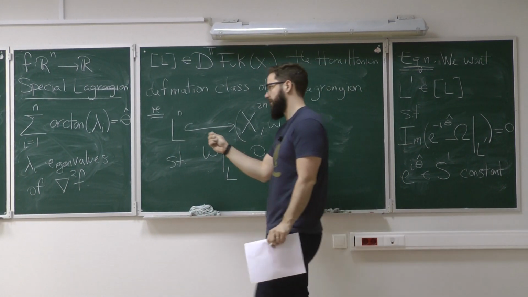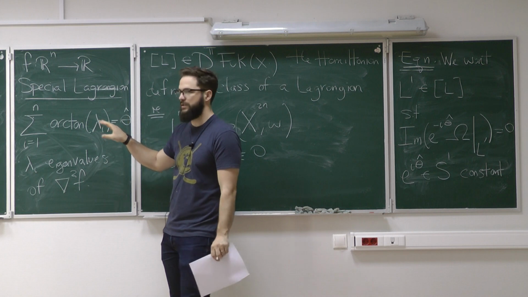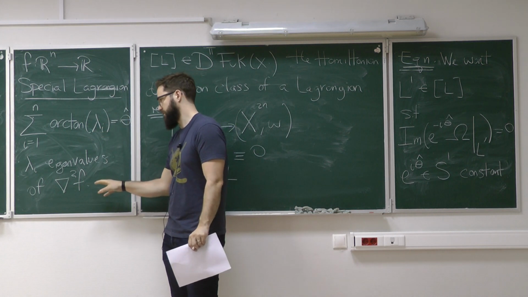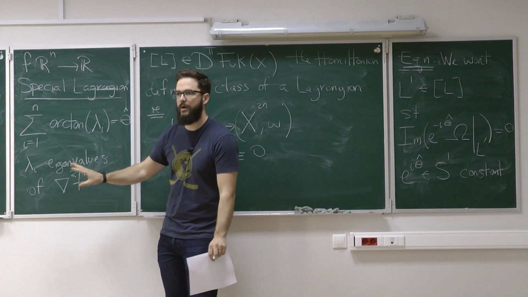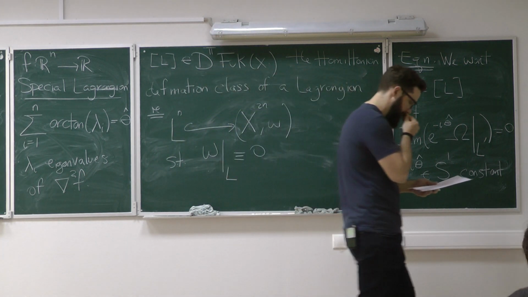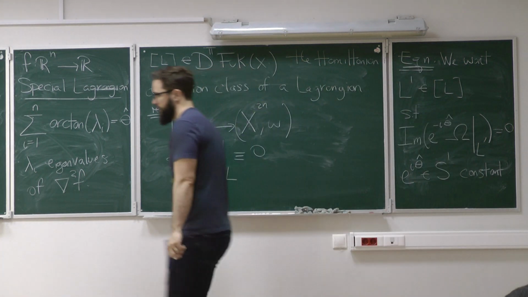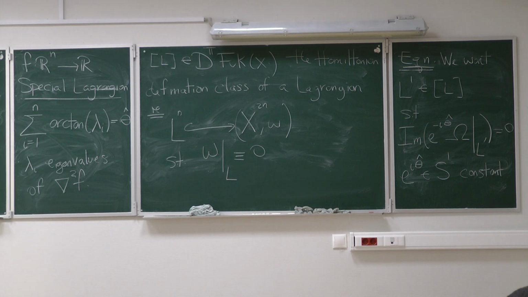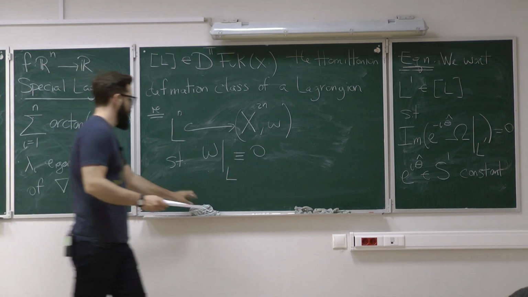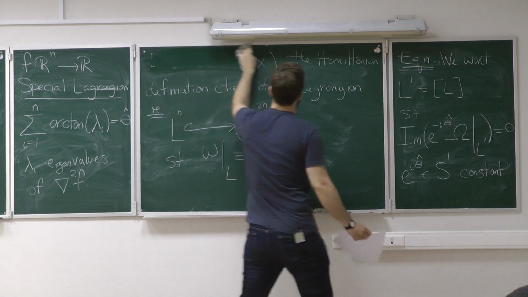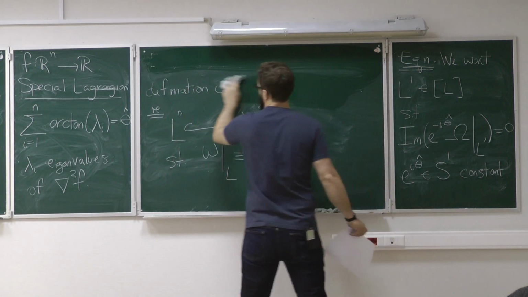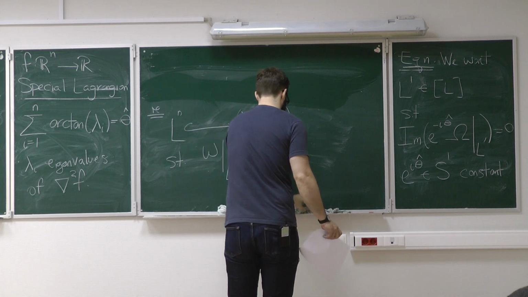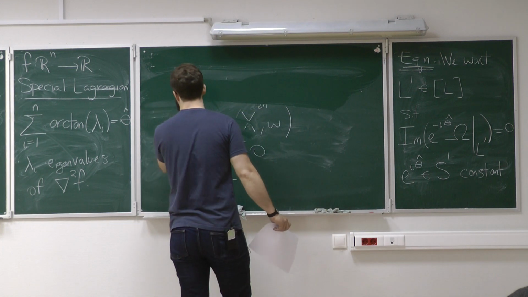Okay, so this is a fully nonlinear elliptic equation, and its solutions at least give a local model for special Lagrangians. Okay, so that's the symplectic side of the story. So what about the complex side?